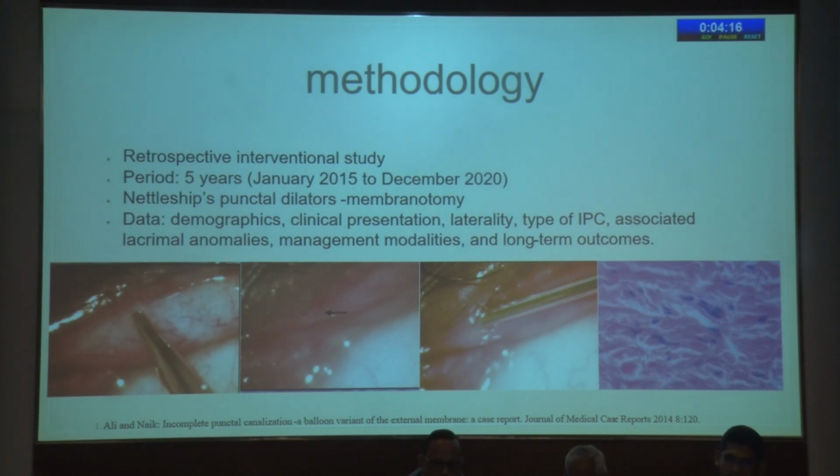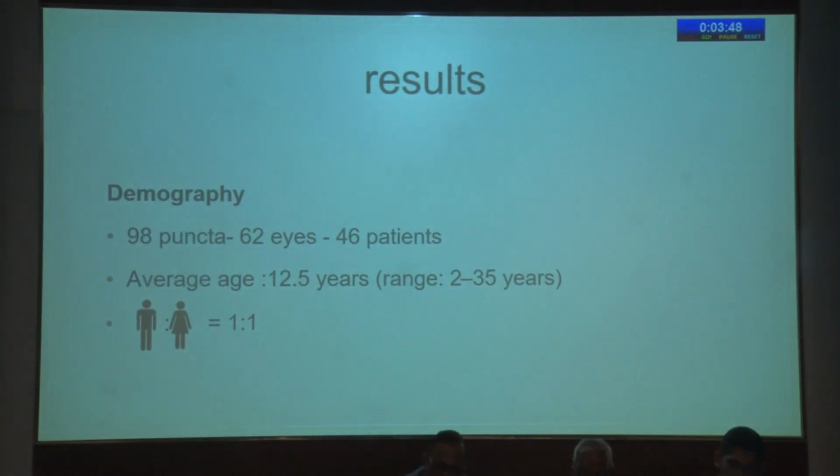In our study, this was a retrospective interventional study over a period of 5 years. We used Nettleship punctum dilators for the membranectomy. Initially, we used a rapid tapering punctum dilator, and to complete the process, we used a broad tapering punctum dilator. Our data included demographics, clinical presentation, laterality, types of punctal membrane, associated lacrimal abnormalities, management modalities, and long-term outcomes. We had a total of 98 puncta of 62 eyes of 46 patients with an average age of 12.5 years. The range was 2 to 35 years, and the female to male ratio was 1:1.